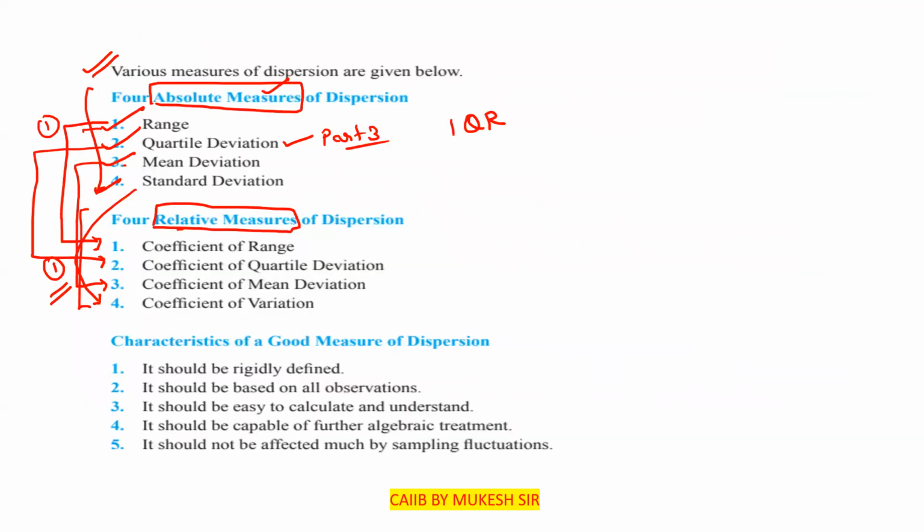And these are very, very important. Clear? Kindly remember that these are the absolute measures and these are the relative measures. Please remember that all the coefficients are relative measures.